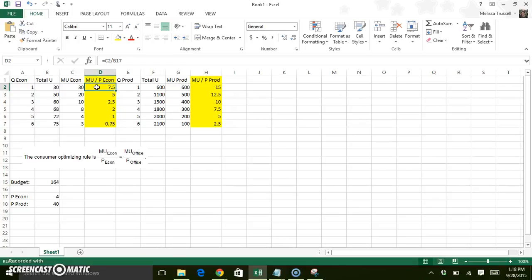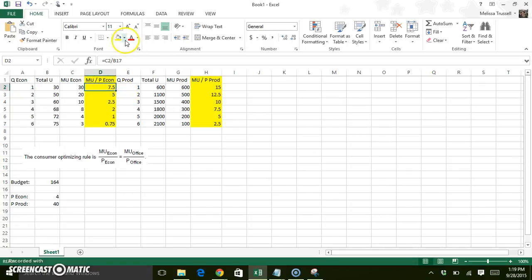So we could have one econ subscription and 4 productivity subscriptions, and they'd be equal. We've had 75 and 75 for both, or 7.5 for both. Or we could have 5 and 5 by choosing these two, or we could have 2.5 and 2.5 by choosing these two. So we have three options for where they're equal.